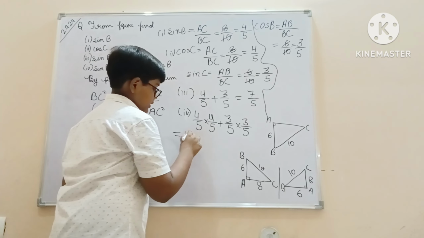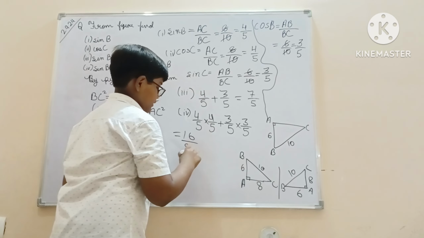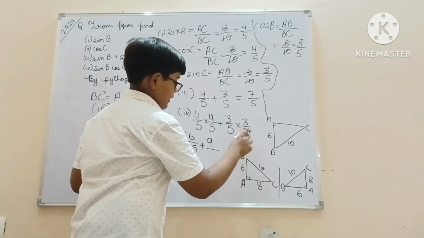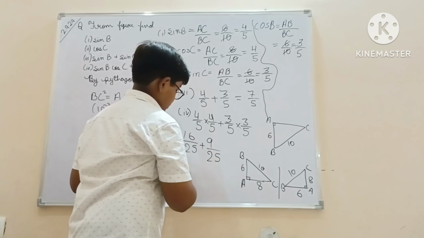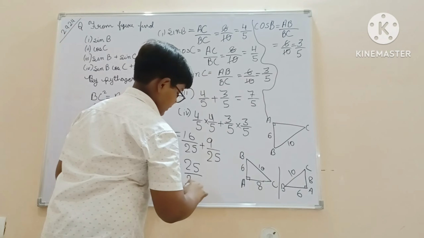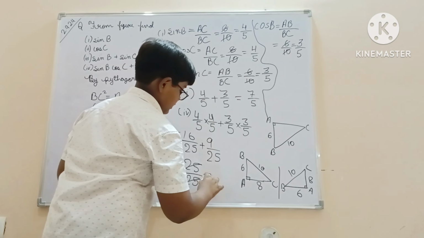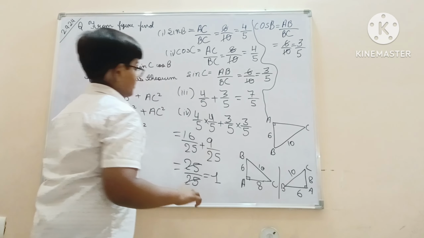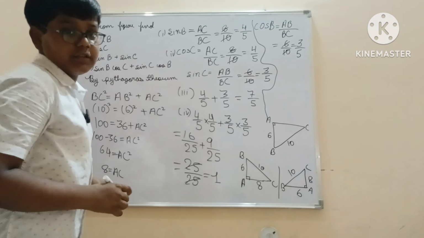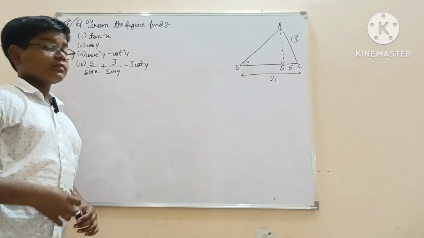So 4 into 4 is 16 and 5 into 5 is 25, plus 3 into 3 is 9 and 5 into 5 is 25. Now 16 plus 9 is 25, which will be divided by 25 and we will get our answer as 1. So we have found all the 4 things which are given in the question and we will move to our next question.